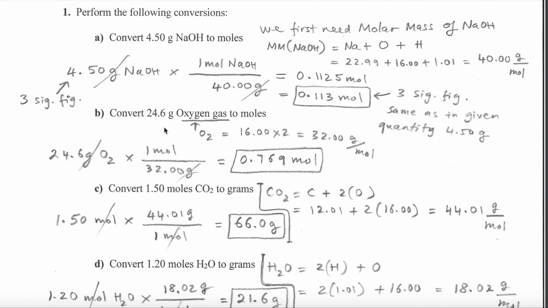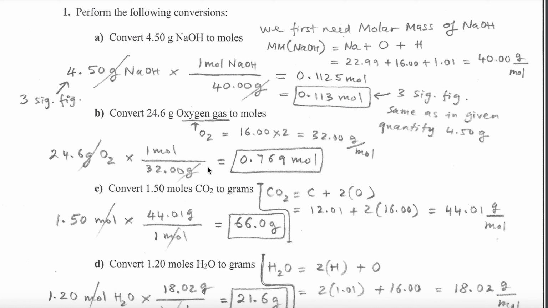Now, 24.6 grams of oxygen. If you know the method, you can do any conversion you want. You don't have to memorize it. Now, what we need is molar mass and to set up the ratio correctly. Molar mass is mass equal to 1 mole. For oxygen, look it up, 16. We did it before, 16 times 2 because it's O2. Oxygen gas is O2.